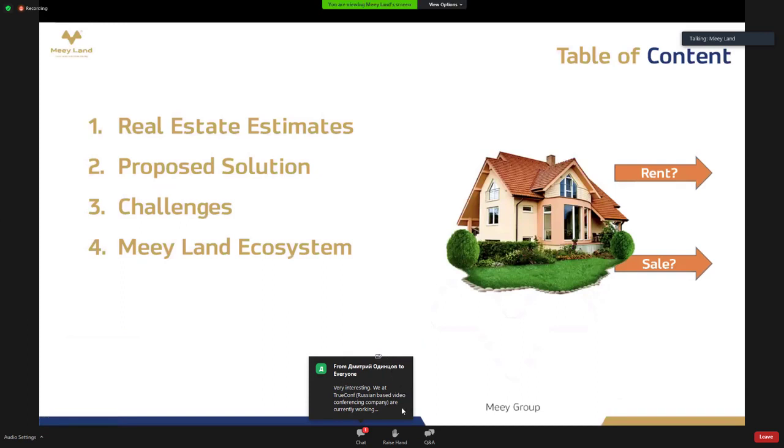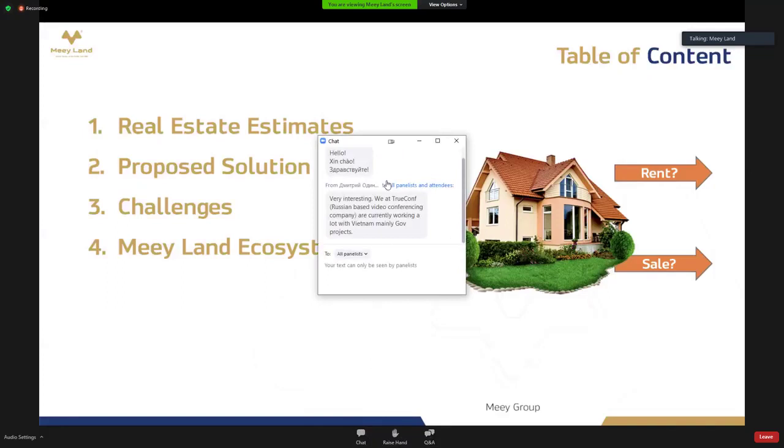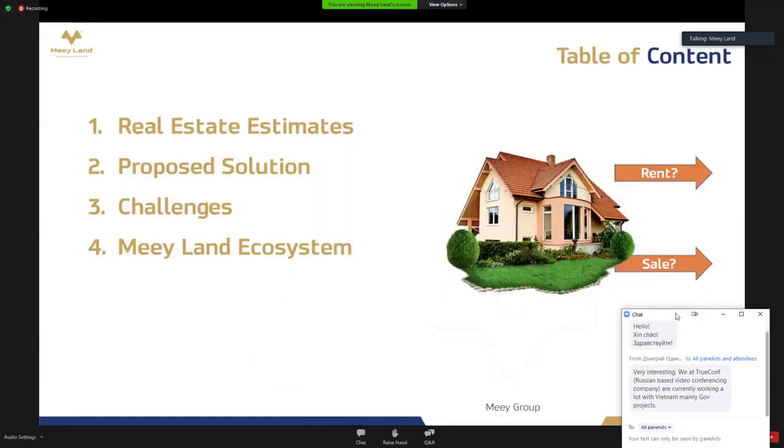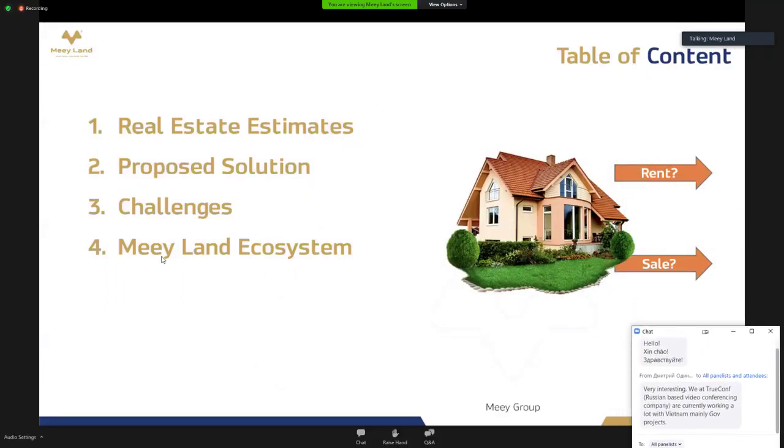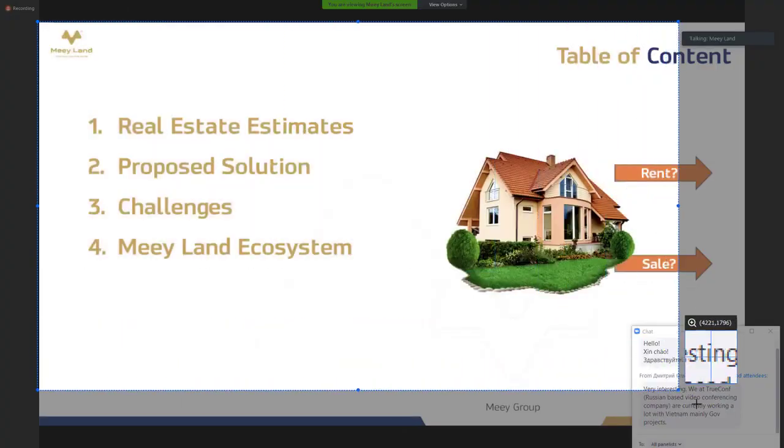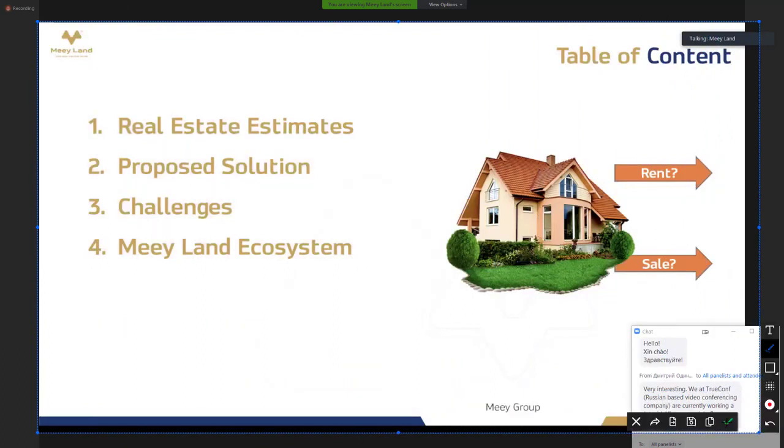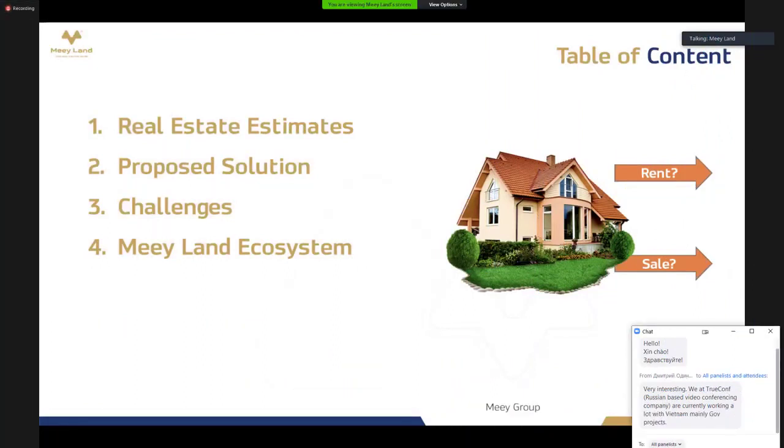I will start with an introduction about the problem and the classical way for people to deal with it. Then I will go into a little more detail about how we actually use AI to estimate the price of properties. I will briefly discuss the challenges that we are dealing with. And finally, a short introduction to the whole range of products that we are developing at Meey Land.